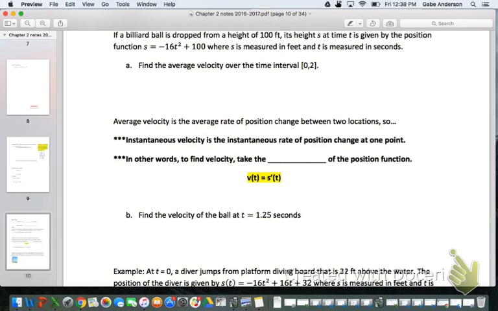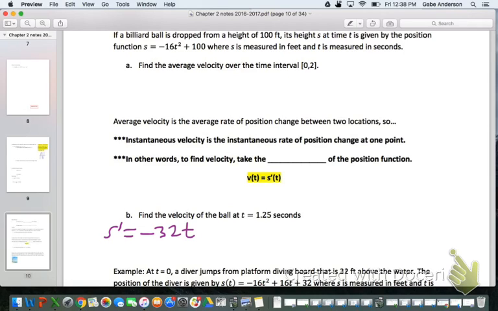What is S prime? It would be negative 32t, and then plus 0. Plus 0, right? Because that 100 is just a constant, and so the derivative of a constant is 0. So yeah, negative 32t, that's it. So that would be the velocity at any time.